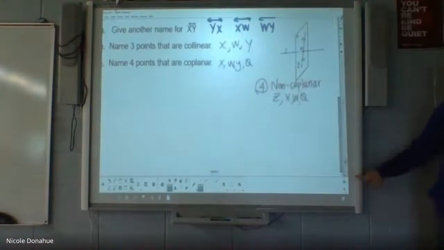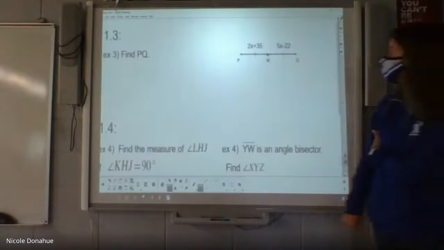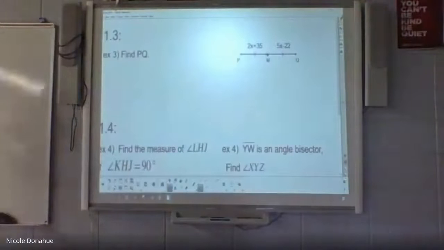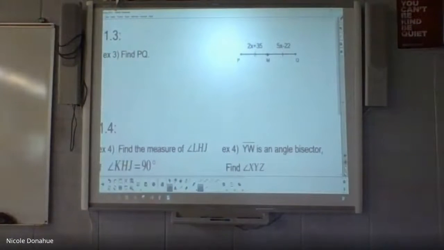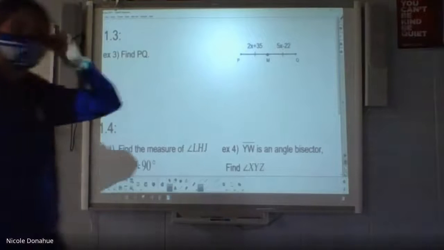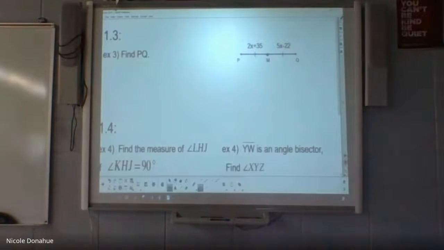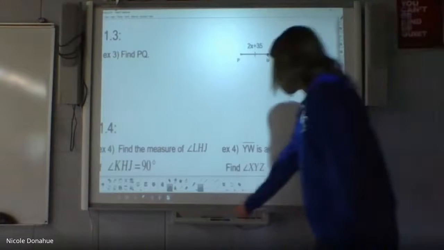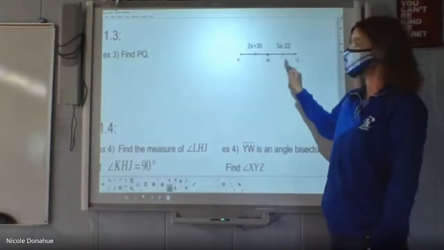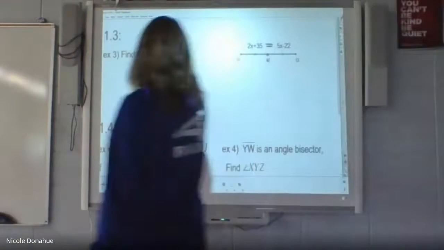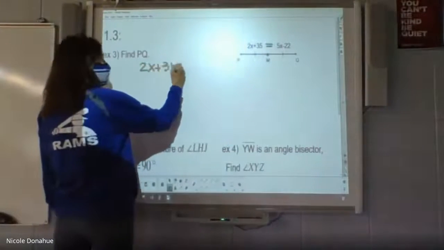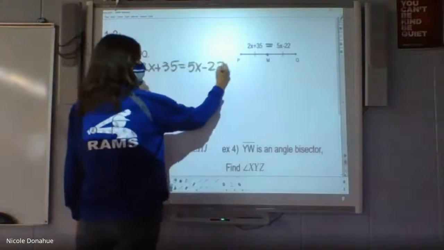All right. So find PQ. What are we doing in example 3 here? What are we setting this up as? It's not like the last one we did. We don't know what the whole thing equals. What can we do in this case? What do those tick marks mean, you guys? Yeah, Will? 2x plus 35 equals 5x. Yeah, those little tick marks tell us that these are equal. So that means these two are equal to one another. So 2x plus 35 equals 5x minus 22.